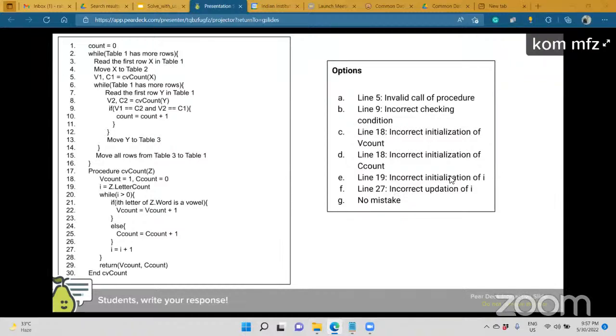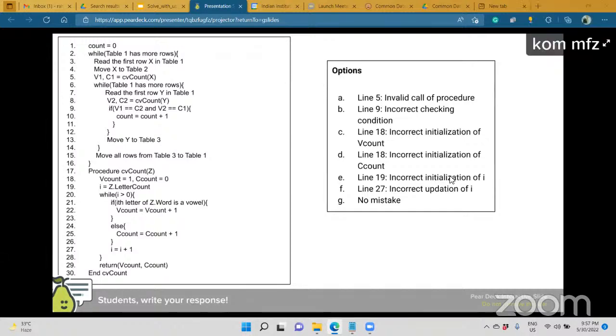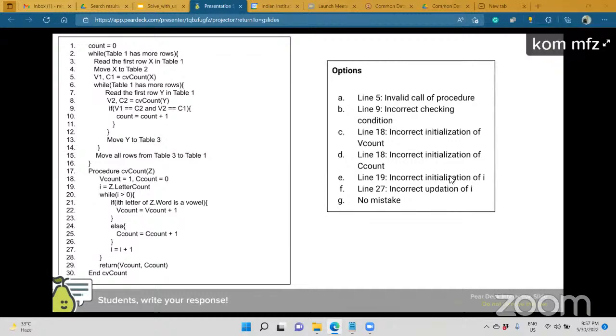Okay. So procedure call is right. Question: C and D, option C is correct, meaning recount should be initialized to 0, right? Yes, sir. I chose C, sir. I also choose C.